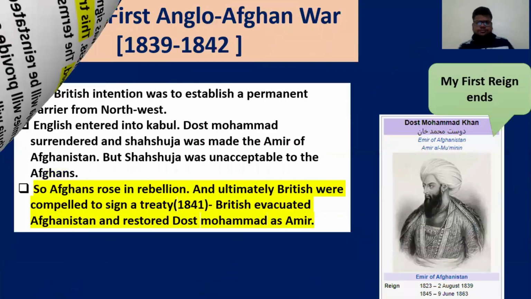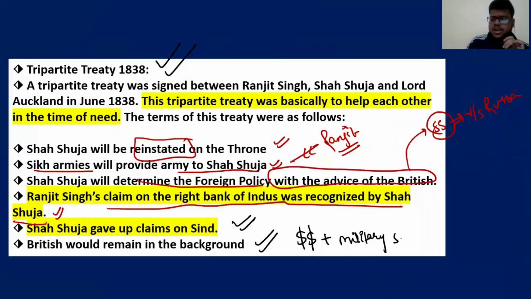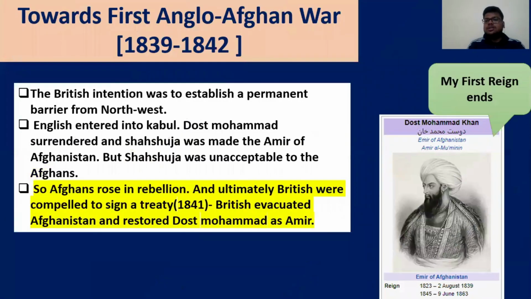Very easy to understand. What you need to understand is a few characters, few major events, and the story. That's it. Don't go too much into the nitty-gritties of it. Just understand the story part of it. Then a few characters: Dost Muhammad is a character, Shah Shuja is a character, and Ranjit Singh is a character that you need to understand. So that's why they declared the first Anglo-Afghan War after this treaty.